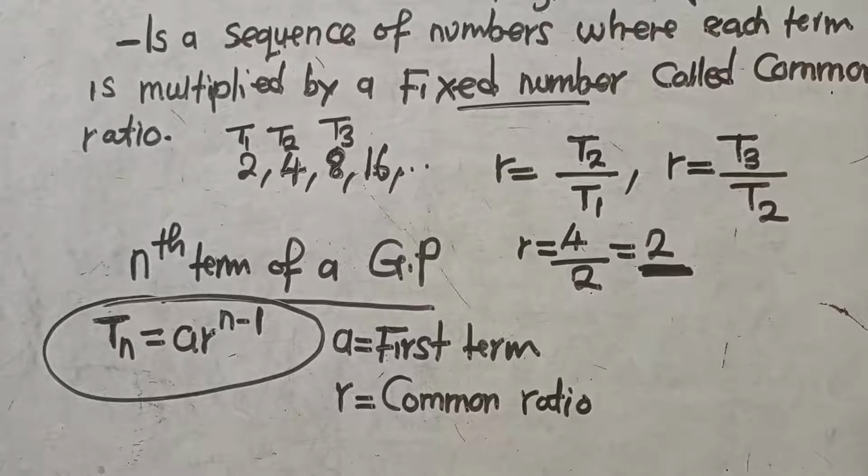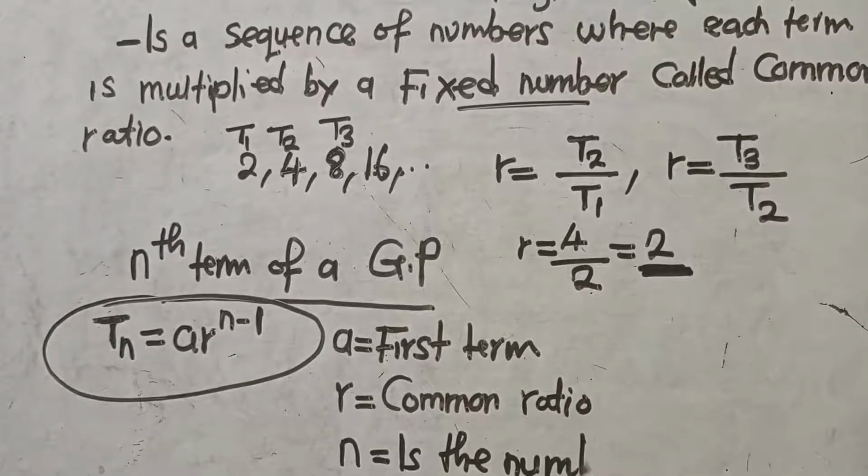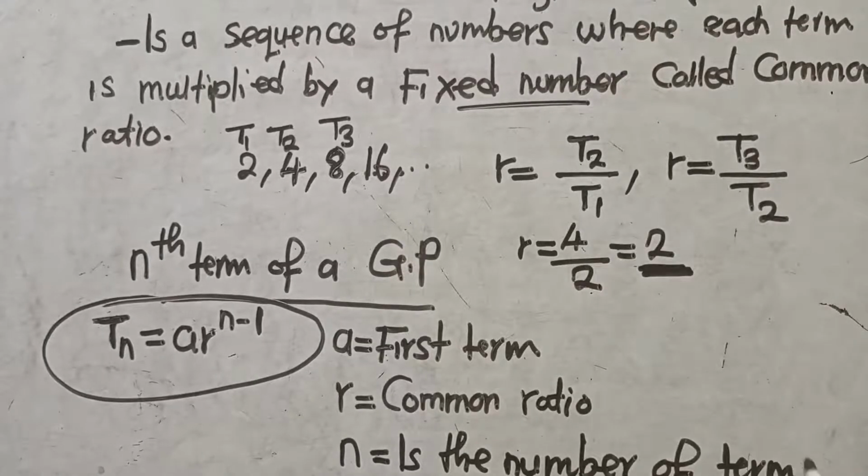There are certain things I want you to understand. Any term of a GP, this is a formula we get to use. The n is the number of terms. So n is the number of terms. This is what you are supposed to do. This is a particular formula you need to know and understand.